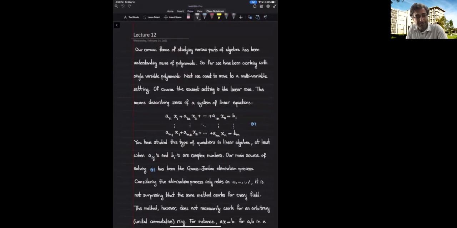Our common theme of studying various parts of algebra has been studying zeros of polynomials. So far, we have been working with single variable polynomials and studying them from different angles. And that was our source of motivation to define ideals, to define prime ideals, maximal ideals, even understand irreducible polynomials, factorization, unique factorization domains. We used that as a motivation and studied principal ideal domains and so on.